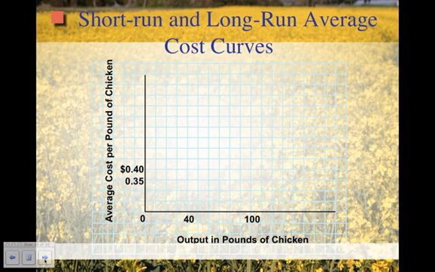And finally, we're getting on to our last concept here, so hang in there. This is going to look at short run and long run average cost curves. In the short run, the average cost curve is U-shaped like I mentioned before, but we would like to keep our costs low. We don't want them to keep going up.